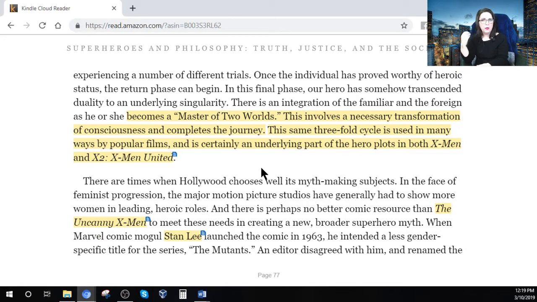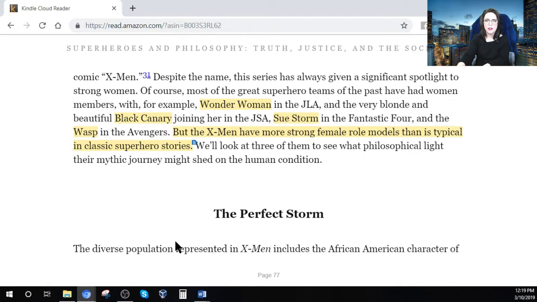Before she proceeds on to her examples of the three women, she decides that she's going to remind you about the paper comic, The Uncanny X-Men, and she brings in Stan Lee. All this builds her ethos, her credibility. She's also building her logos because she's expanding her text. She's using other text to prove her point.